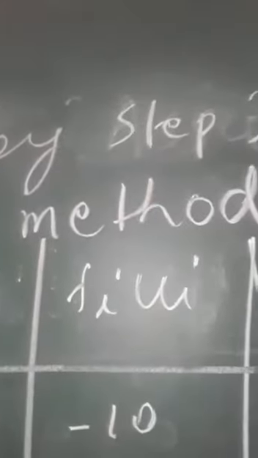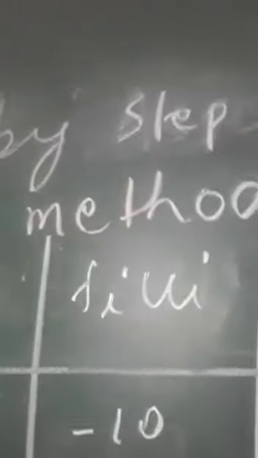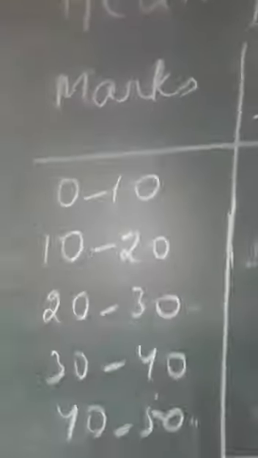Now here we have taken the same data again. We have to use now another method, that is step deviation method. Now the same question will be discussed to you using step deviation method. Earlier I have explained you this question using assumed mean method, but now we will use step deviation method. Since the data is same, the data has been taken over here.